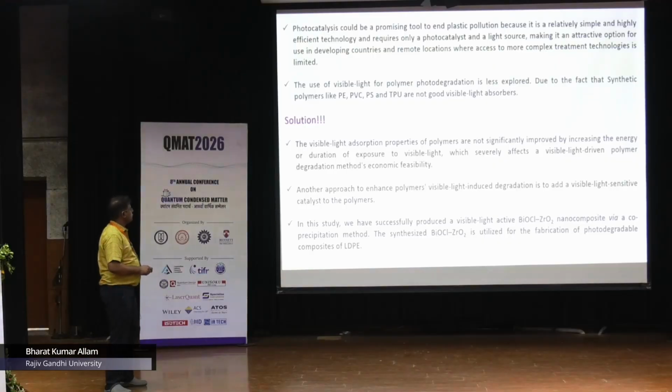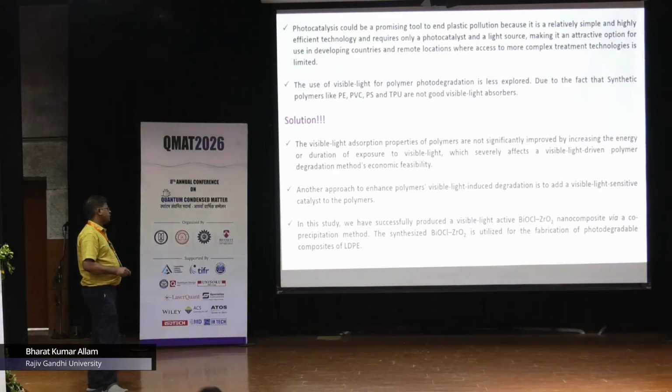The second one, we can impregnate some kind of visible light photocatalyst into the plastic or polymers, and then we can easily degrade the polymers. So, that second one we have taken, and we try to impregnate a visible light photocatalyst into polymer and see how they respond in terms of degradation. In this study, that is why we have synthesized a bismuth oxychloride zirconium oxide nanocomposite via co-precipitation method, and we impregnated that catalyst into LDPE film and tried to see how it responds.